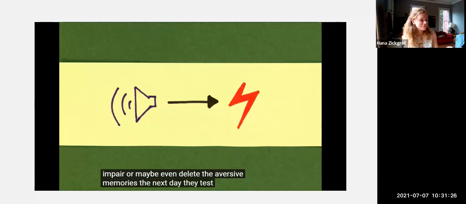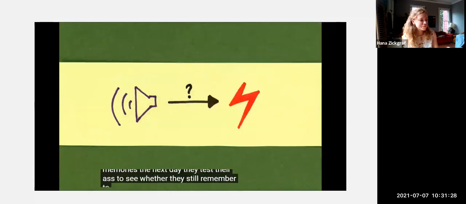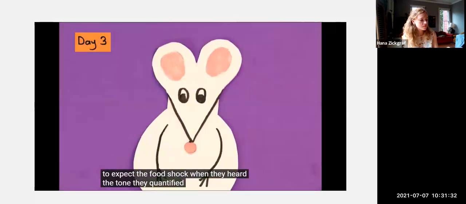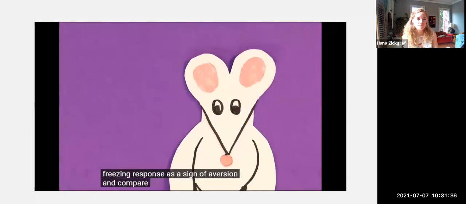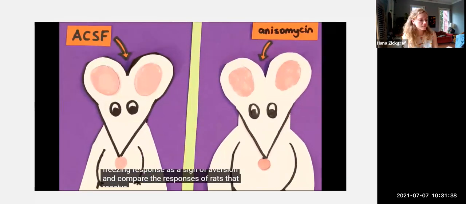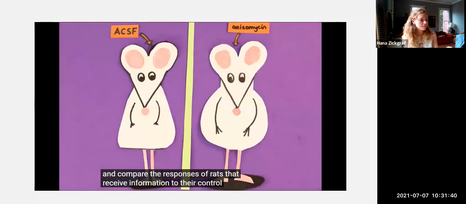The next day, they tested their rats to see whether they still remember to expect the foot shock when they heard the tone. They quantified their freezing response as a sign of aversion and compared the responses of rats that received anisomycin to their control group rats, meaning rats that had received the regular brain fluid ACSF instead of the drug.